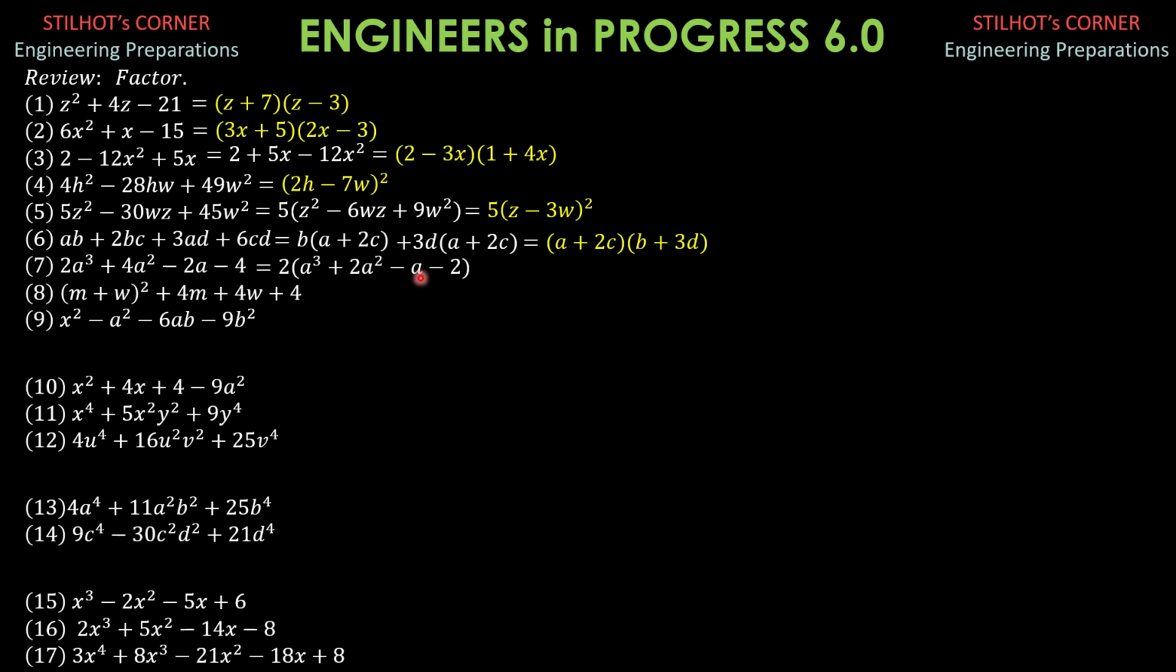And here, for the first two terms, a squared is common. So we have 2 quantity a squared times a plus 2, then minus quantity a plus 2. So that's why we have minus a minus 2. A plus 2 is common, so this is 2 quantity a plus 2 times a squared minus 1. This is a difference of two squares. Factors are a plus 1, a minus 1. So the complete factored form therefore is 2 times a plus 2, a plus 1, a minus 1.